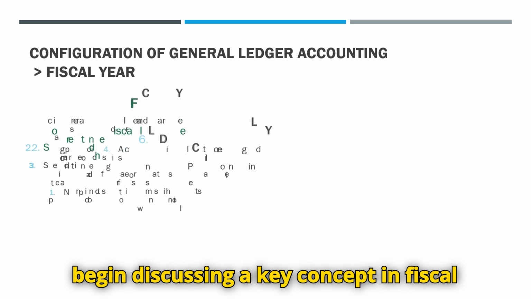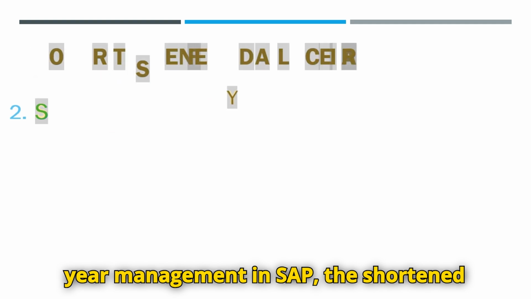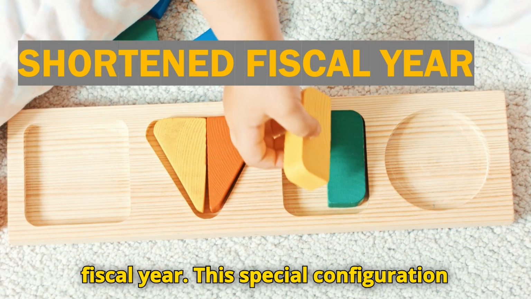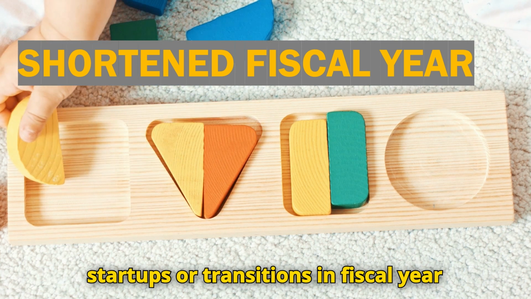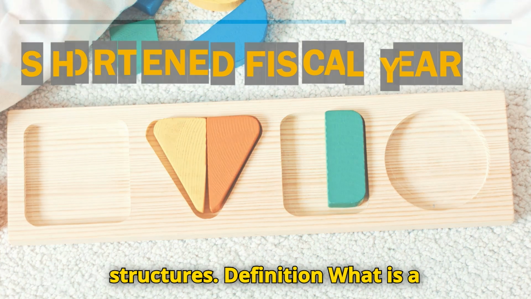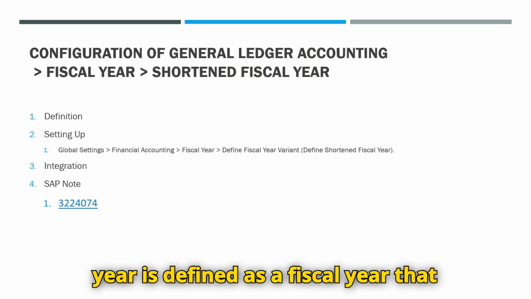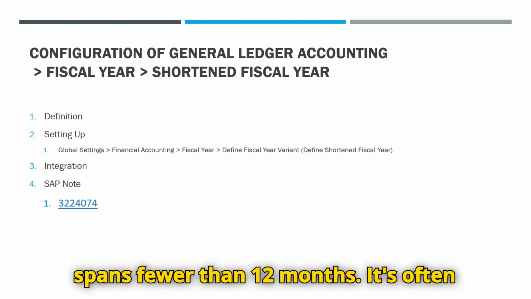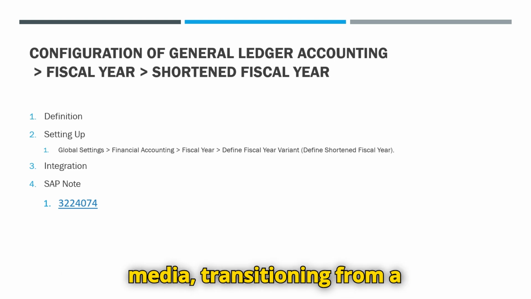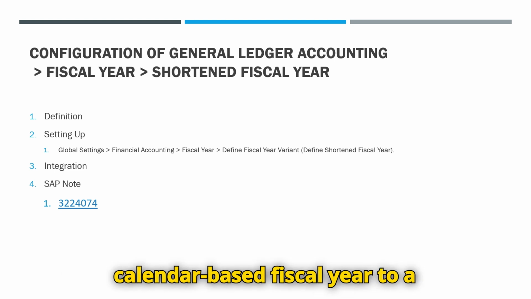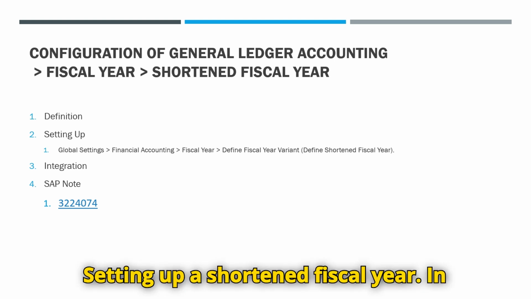Now let us begin discussing a key concept in fiscal year management in SAP, the shortened fiscal year. This special configuration arises in scenarios like business startups or transitions in fiscal year structures. Definition. What is a shortened fiscal year? A shortened fiscal year is defined as a fiscal year that spans fewer than 12 months. It's often needed in cases like starting a business mid-year, transitioning from a calendar-based fiscal year to a non-calendar fiscal year, or vice versa.